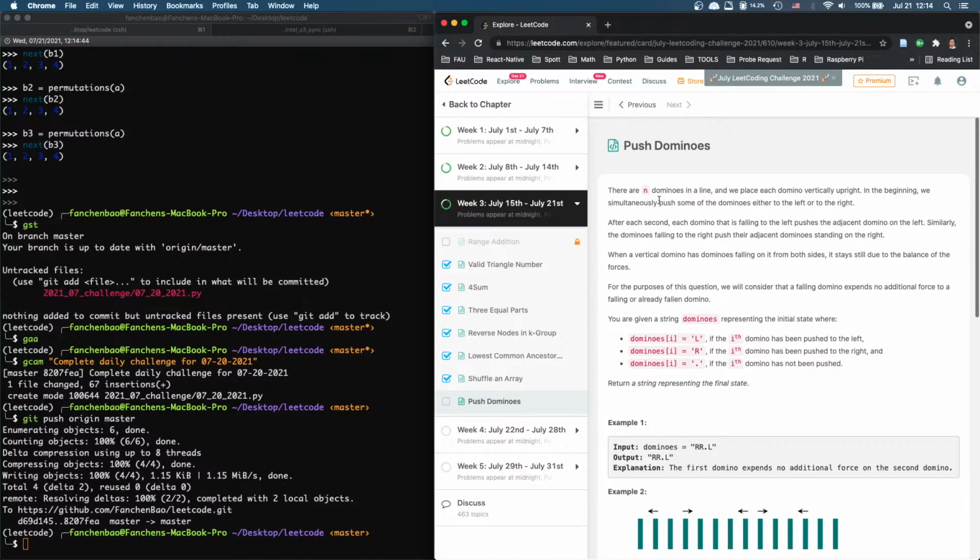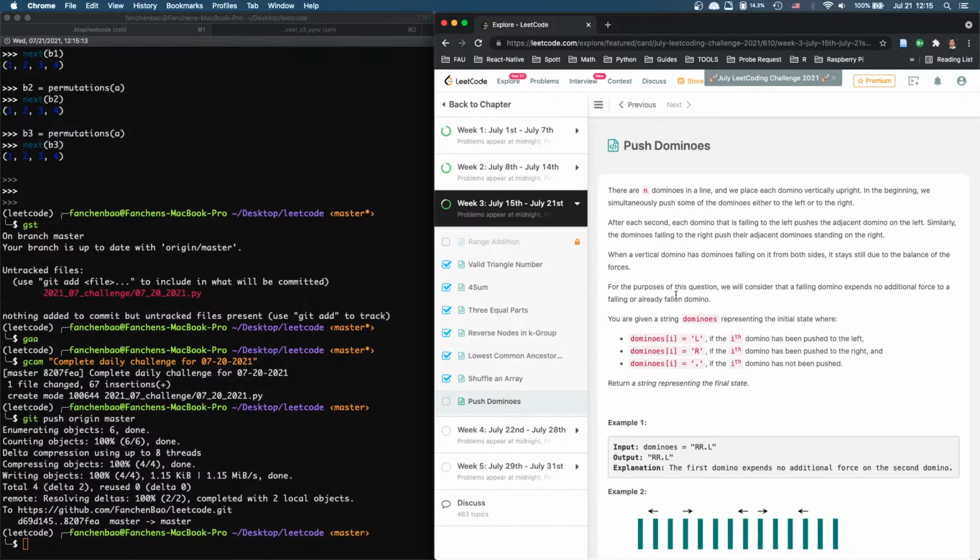There are n dominoes in a line, and we place each domino vertically upright. In the beginning, we simultaneously push some of the dominoes either to the left or to the right. After each second, each domino that is falling to the left pushes the adjacent domino on the left. Similarly, the domino falling to the right. When a vertical domino has dominoes falling on it from both sides, it stays still due to the balance.